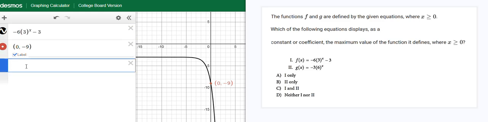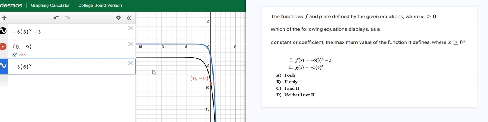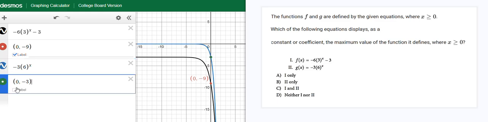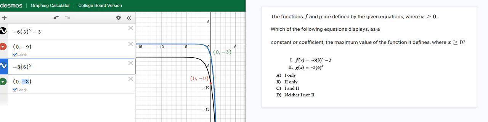So we enter the second exponential equation, -3 times 6 to the power of x. And now we have the y-intercept right here. If we label it in order to see it, we get -3 as the y-intercept, and as you see over here, the coefficient is -3.